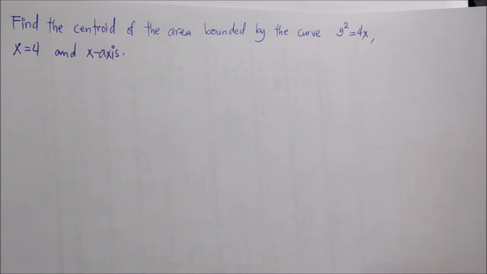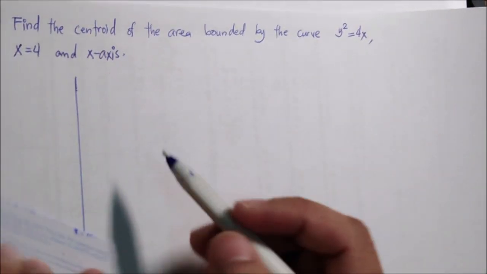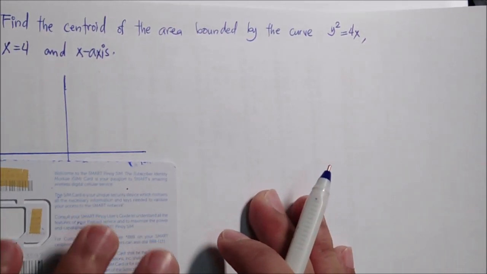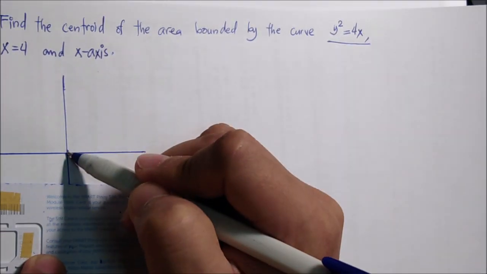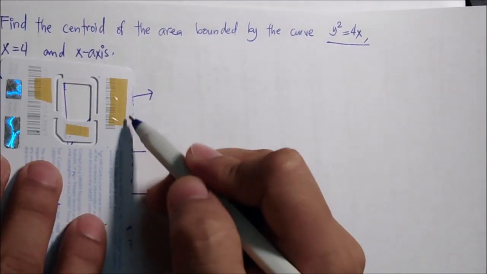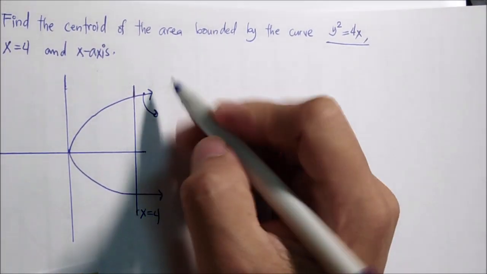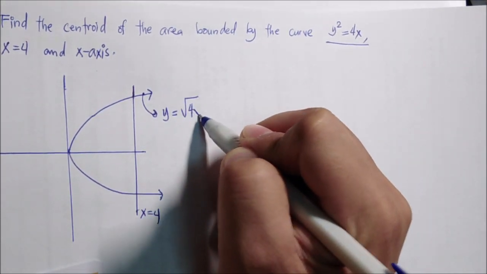Find the centroid of the area bounded by the curve y squared equals 4x, x equals 4, and the x-axis. Okay, so the first thing to do is to identify the curve. This is a parabola that opens to the right. The center is 0, 0. x equals 4, and y is equal to the square root of 4x.